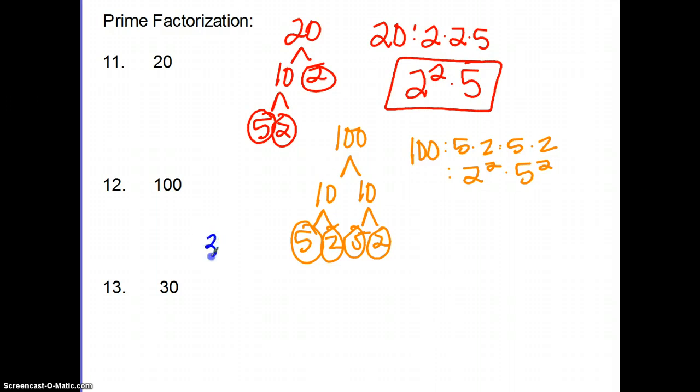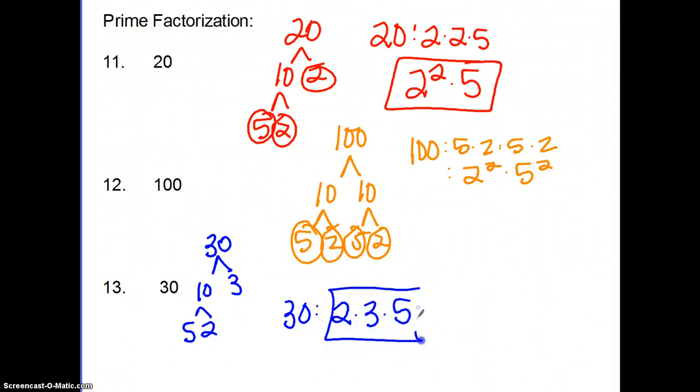Last one, 30. Last one on this page. I have 10 and 3, and I'm going to break 10 into 5 and 2. So my prime factorization of 30 is 2 times 3 times 5.